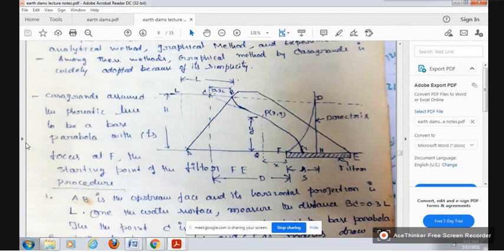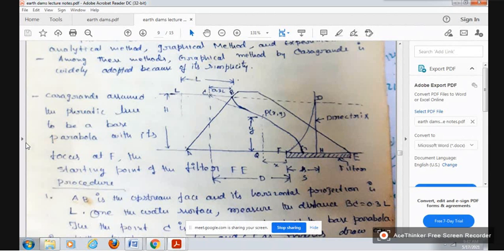The starting point of the parabola is C. So how do you get C from B? You take a distance of 0.3 L. What is L? L is the horizontal projection of the upstream water surface AB. The upstream water surface is AB, right? The horizontal projection of AB is L. So L into 0.3 from B, you can locate this point C. This is the starting point.